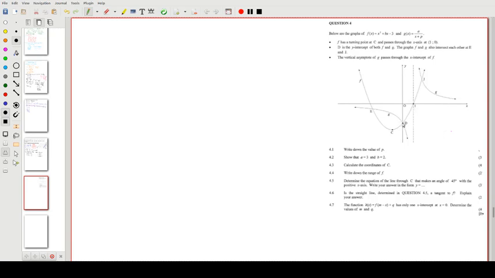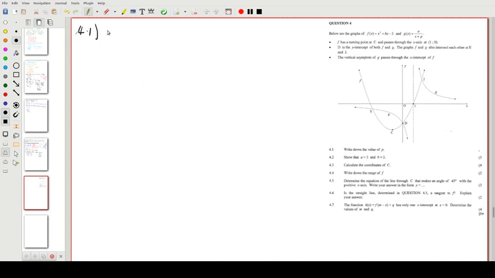D is also the y-intercept of both graphs right here, and E and J are the two other points of intersection of the two graphs. Now the vertical asymptote of g is at 1, so that's the hyperbola's asymptote right there. And that is all the information. Now let's start with question 4.1. We are asked to write down the value of p.